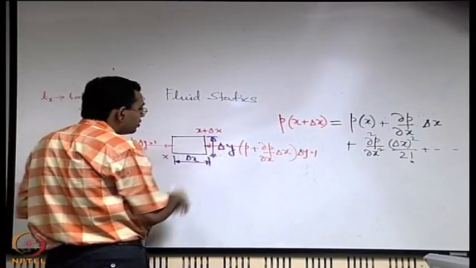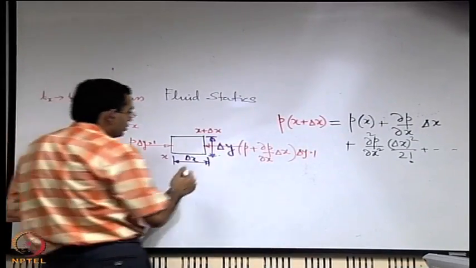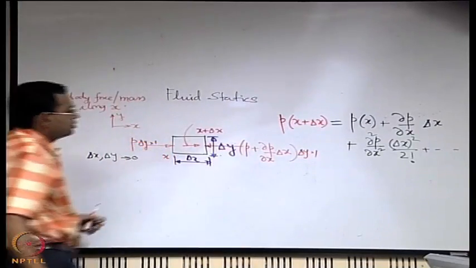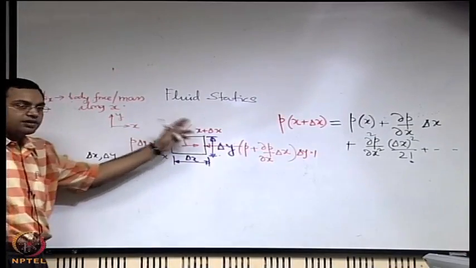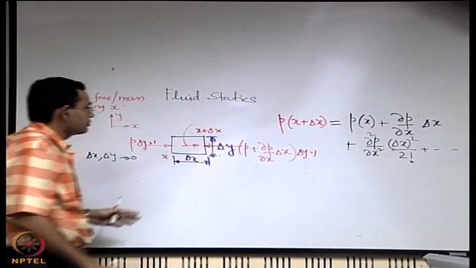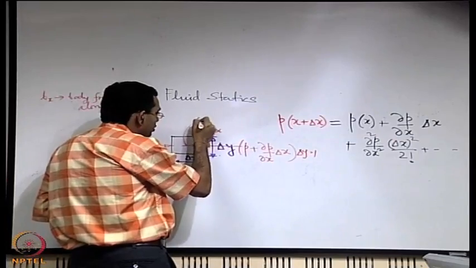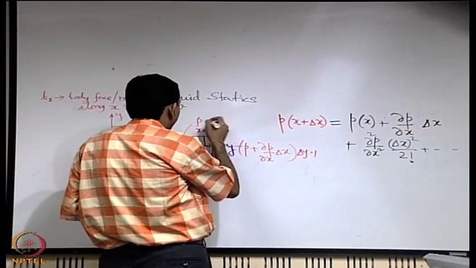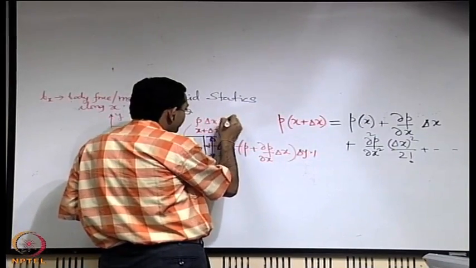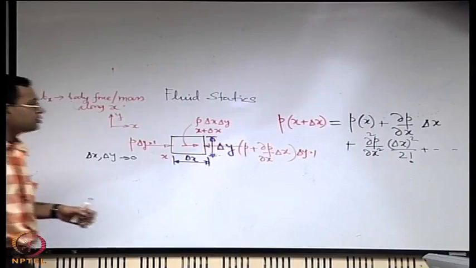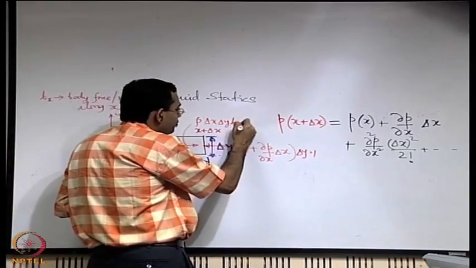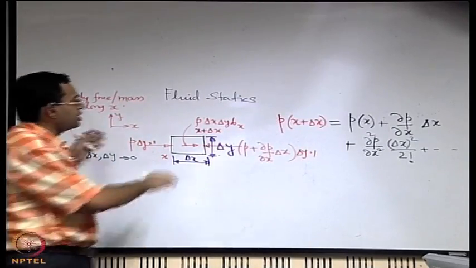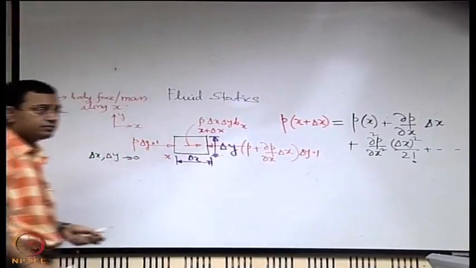So, what will be the total body force which is acting on this along x? First you have to find out what is the mass of the fluid element. It is the density times the volume of the element, that is delta x into delta y. So, this is the mass of the fluid element, that times the body force per unit mass gives the total body force along x. So, these are the forces which are acting on the fluid element.